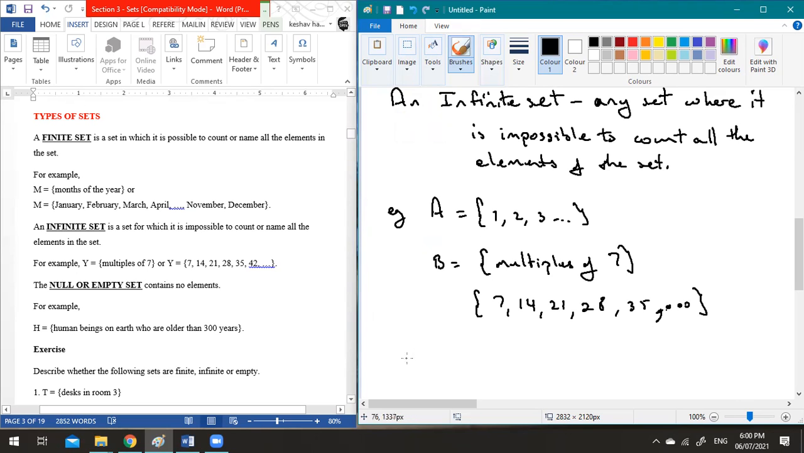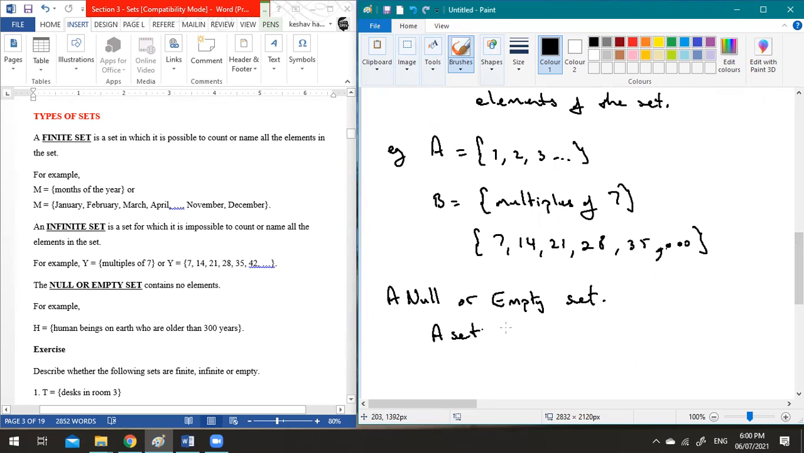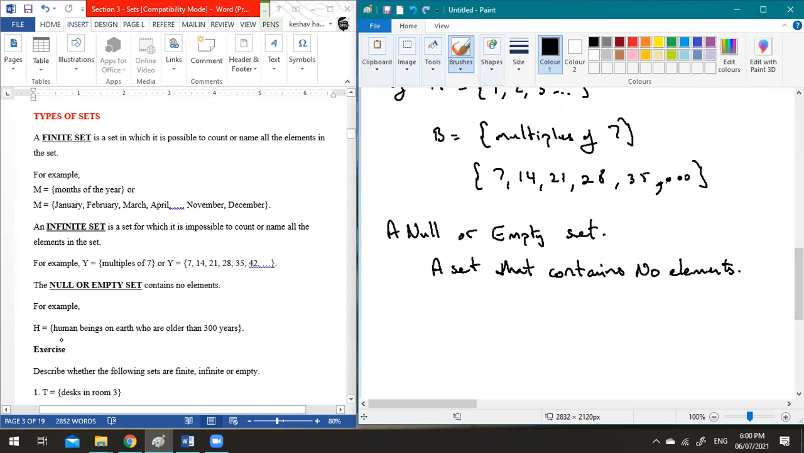Now, we did what a null or empty set is before. Null or empty set. Remember, these are sets that contain no elements. Right, so the example they give is a set H, where H is human beings on Earth who are older than 300 years. We don't have anybody who's older than 300 years, so that would be an empty set.